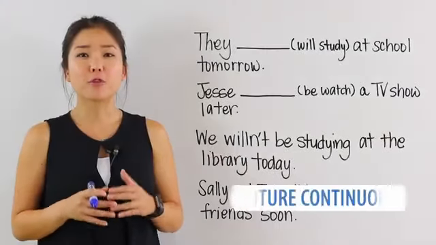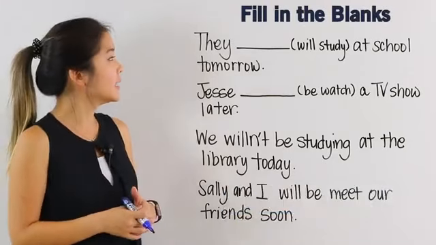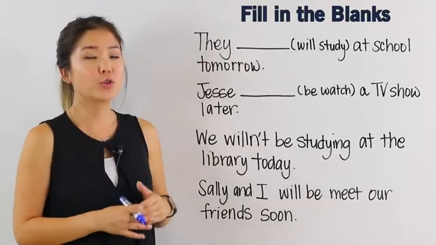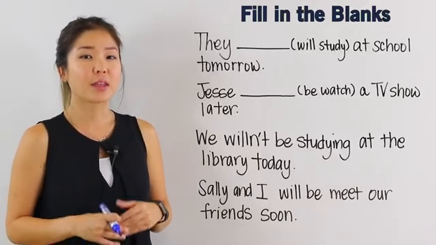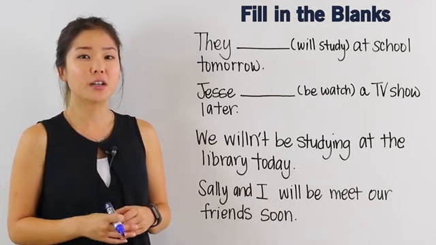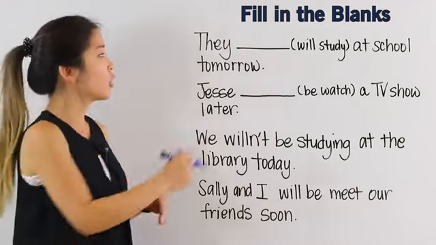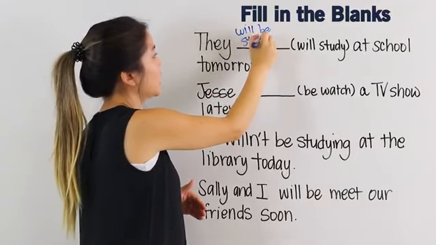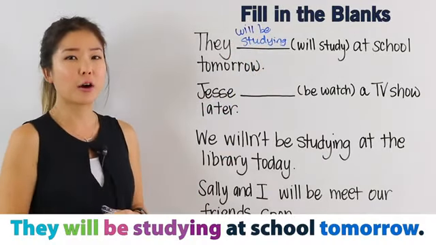Let's start a checkup for the future continuous tense. Take a look at the first sentence. It says they blank at school tomorrow. I want you to use will and then the verb study for this tense. Remember, in the future continuous tense, no matter what the subject, we say will be and then verb ing. So the correct answer for this sentence is they will be studying. They will be studying at school tomorrow.